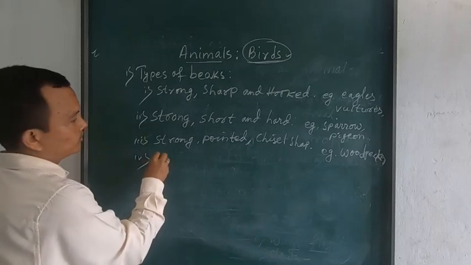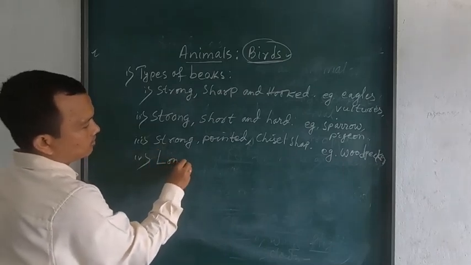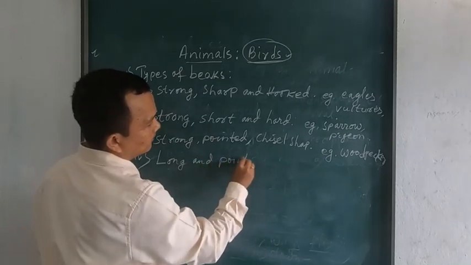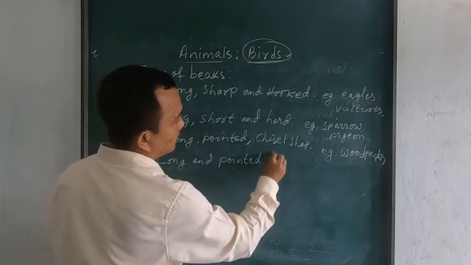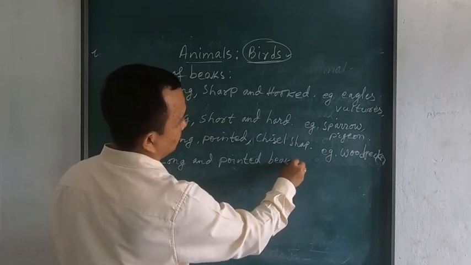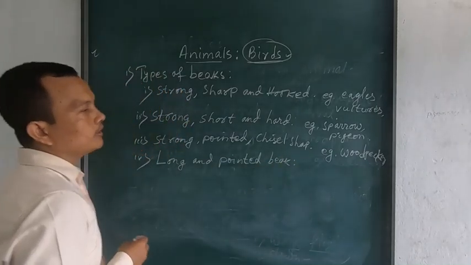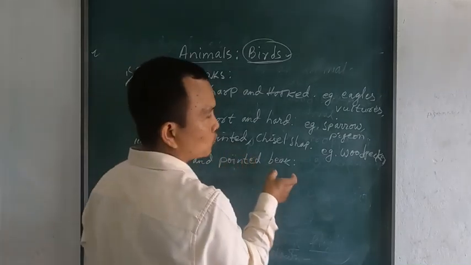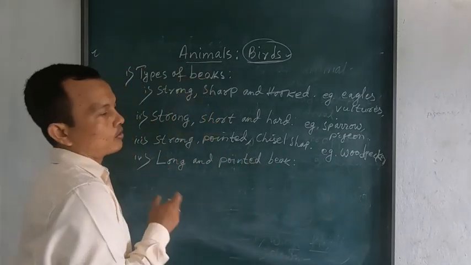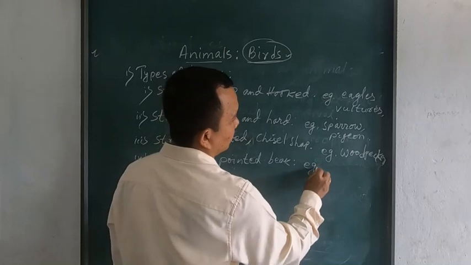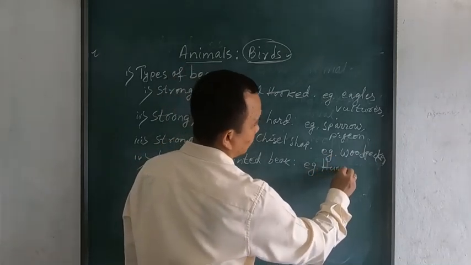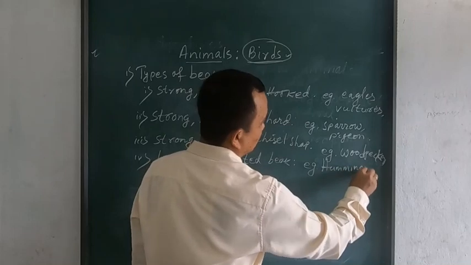And fourthly, there are some birds which have a long and pointed beak. Usually this type of beak is used to suck the nectar of flowers. Examples we can find in the hummingbird or sunbird.